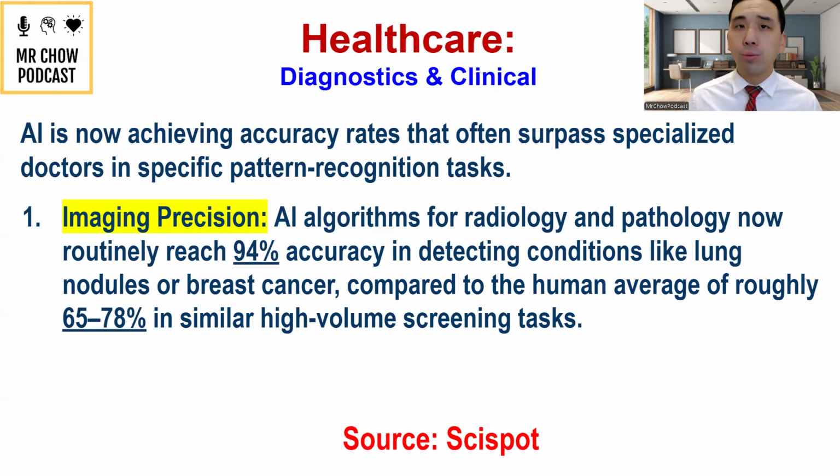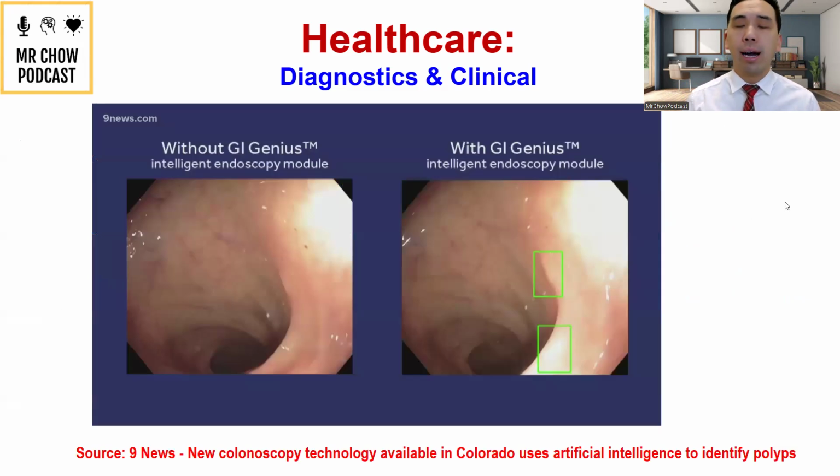As you can probably imagine, one of the uses of AI right now in the healthcare system is how the AI algorithm for radiology and pathology have absolutely reached a higher accuracy. It's not fully perfect, but pretty high, 94% in detecting conditions like lung nodules or breast cancer compared to the human average of roughly 65 to 78. So we're identifying and diagnosing more clearly with AI.